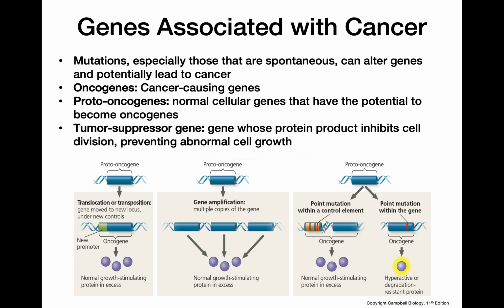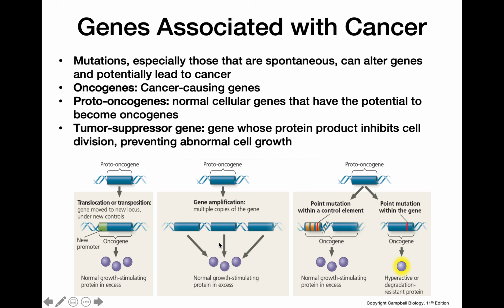We also have tumor suppressor genes, which are genes whose protein products inhibit cell division and therefore prevent abnormal cell growth. So let's look at some ways that a proto-oncogene can become an oncogene. If a proto-oncogene gets moved within the chromosome, it can be put under new controls and end up changing the amount of a particular gene, which could lead to cancer.